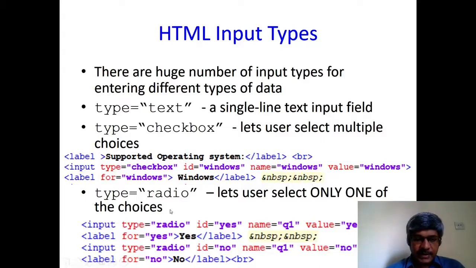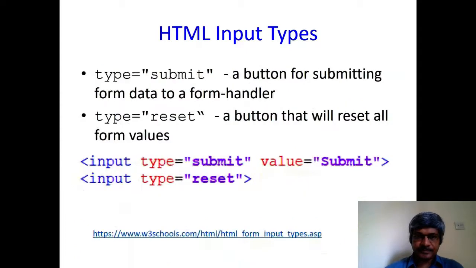Then there is type radio, which lets the user select only one of the choices. Again, label. So we have input type radio with the name Q1 and value yes. The interesting thing here is that all the radio buttons from which you want to select a single item need to have the same name. The name value should be the same. If they are different, then each radio button becomes an individual choice. This is one very important thing you have to notice.